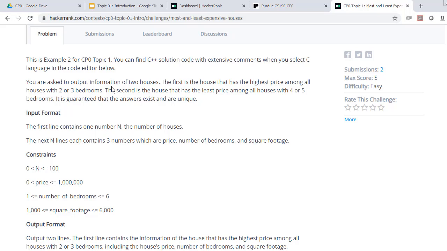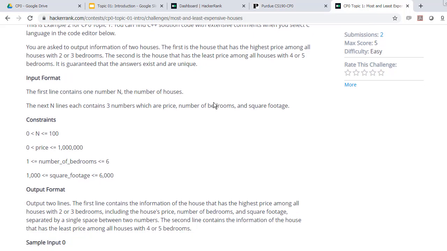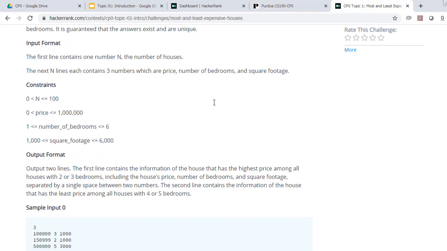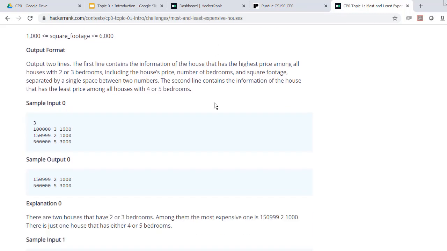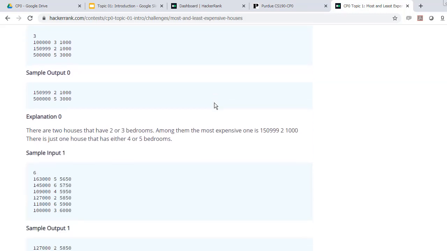So we're asked to output information of two houses. The first is the house that has the highest price among all houses with two or three bedrooms. The second is the house that has the least price among all houses with four or five bedrooms. And it's guaranteed that the answers are unique. So the input format is the same as the previous problem, so I will not go through them in detail.